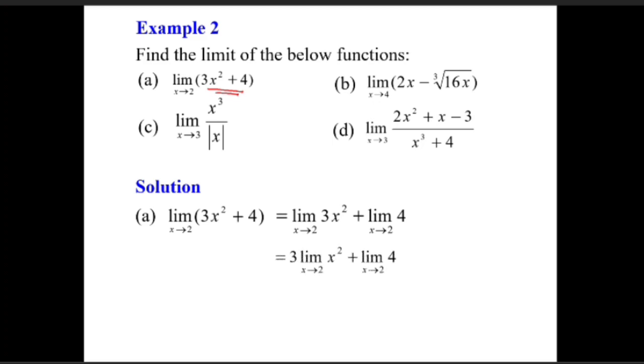But to show you the properties of limits, if let's say we have a plus in the middle of the function, we can separate it into 2 limits. And then if we have 3 times a function and 3 is a constant, we can take 3 and bring it to the front of the limit. So you can substitute the value of 2 into the x: 3 times 2^2 plus 4. The answer is 16.